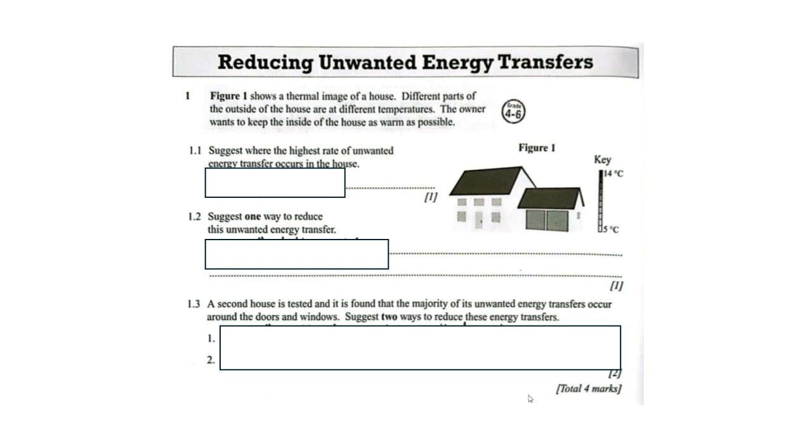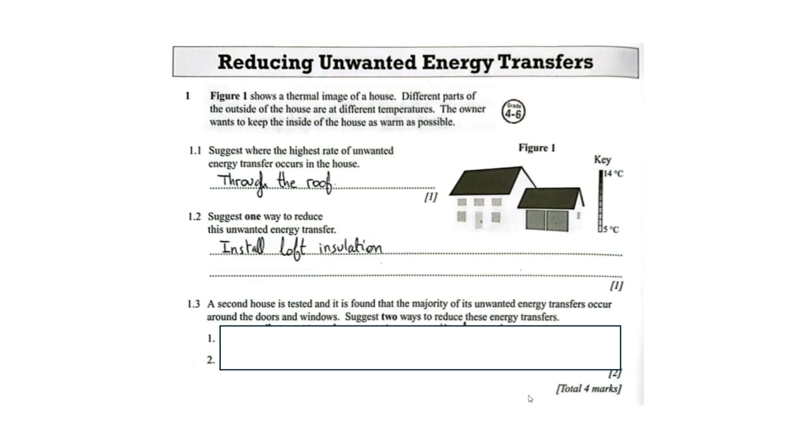So we can see the hottest parts of the house, which shouldn't be hot, are colored in dark, and that's going to be the roof. Suggest one way to reduce this unwanted energy transfer. So the best way is to insulate the roof or to install loft insulation.